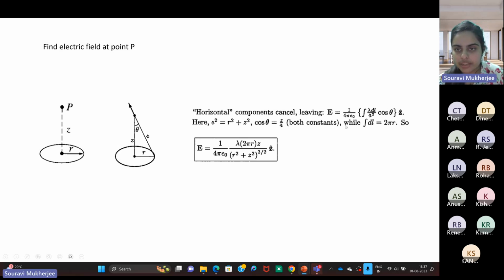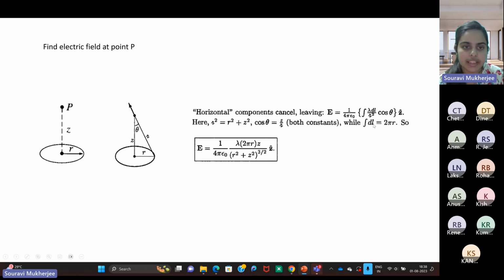And if you put those values here, again, the horizontal components will cancel, so only the vertical components will remain. So you get something like this. But now what you have to do is you have an integration here, and this integration is over dl. All other terms, like this cos theta term, are independent of your integrating factor, that is dl, so you can take all of them out of the integration.